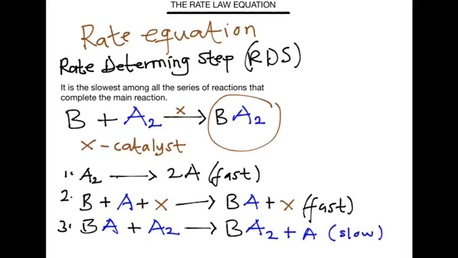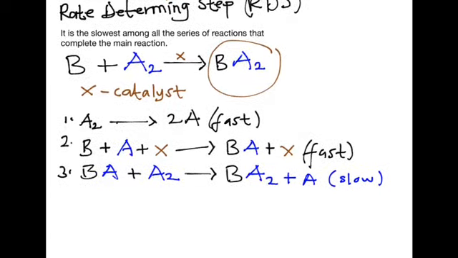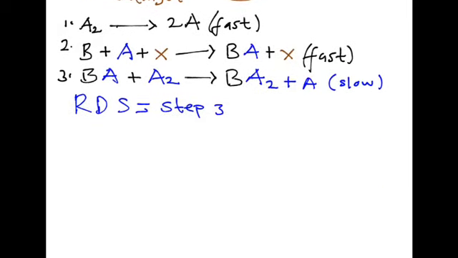Alright, so of these three series of reactions, we find that the slowest among them is what? The reaction step 3. So this reaction step 3 is what we are going to refer to as our rate determining step. So our RDS is going to be equal to step 3, or reaction step 3. Alright, we will deduce our rate equation from the reaction step 3.